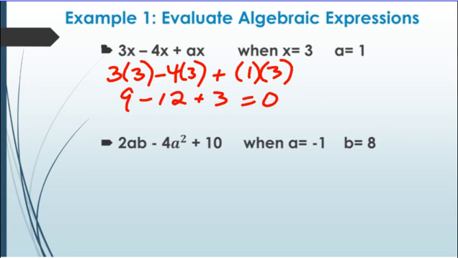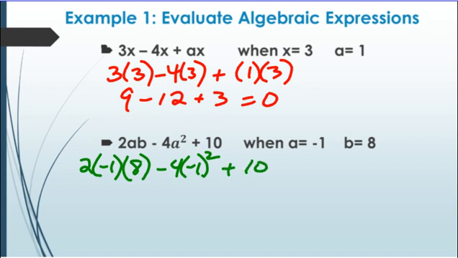Next one, I substitute negative 1 in for a and 8 for b. So I have 2 times negative 1 times 8 minus 4 times negative 1 squared plus 10. Follow order of operations again. So 2 times negative 1 is negative 2, times 8 is negative 16, minus 4 times negative 1 squared. Negative 1 squared is 1. 1 times 4 is 4, plus 10. Negative 16 minus 4 is negative 20. Negative 20 plus 10 equals negative 10.